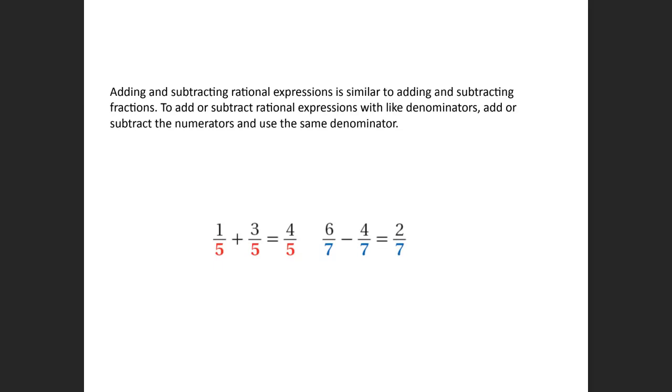All right, now, the hard ones this week. When you're adding and subtracting, if you have a common denominator, you just add the numerators. So if I had 1/5 plus 3/5, the denominators are the same, so I just add across the top and leave the denominator. So I'd end up with 4/5.